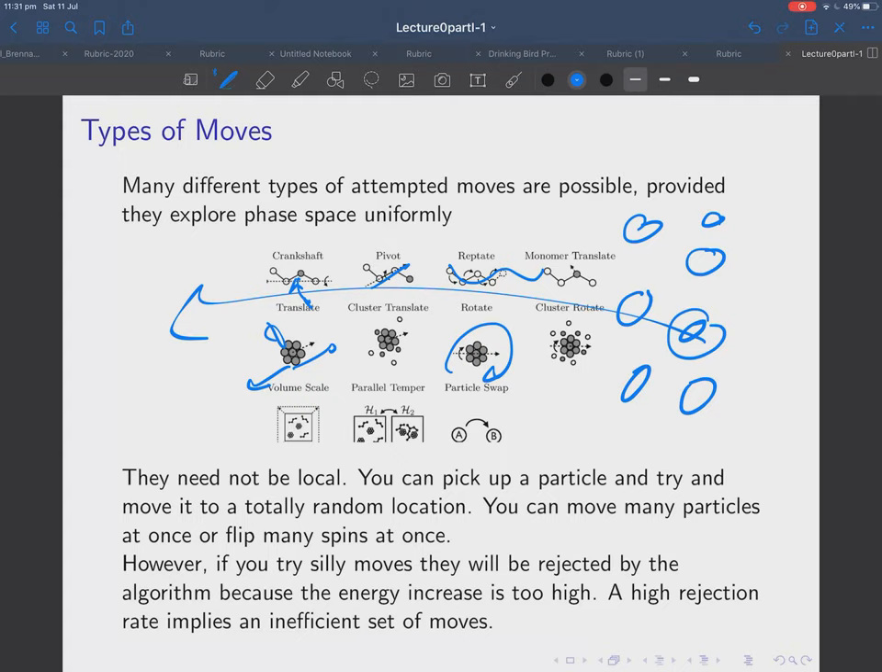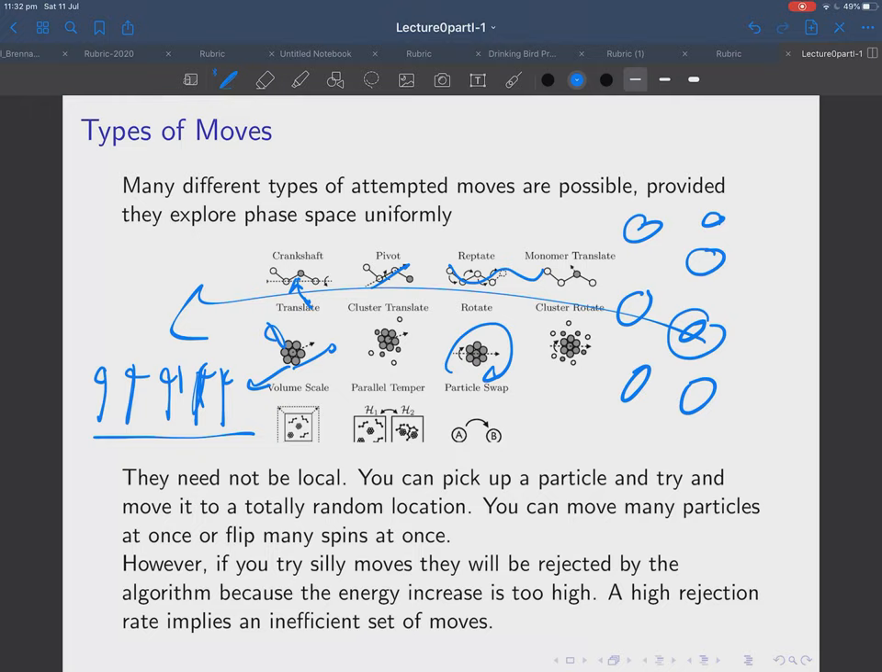We're dealing with equilibrium thermodynamics, equilibrium stat mech, and all kinds of moves you can't make in the real world, you can make in a stat mech simulation like this. Okay, you can move many particles at once. If you have a system of spins, say five spins in a row, I don't have to flip only one of the spins. I could flip all five. Just flip them all. Okay, and that would be okay as well.